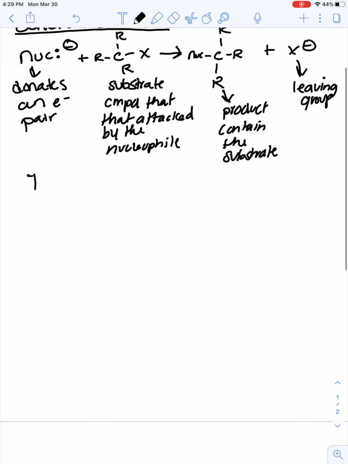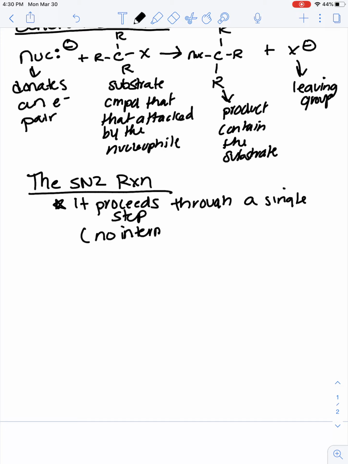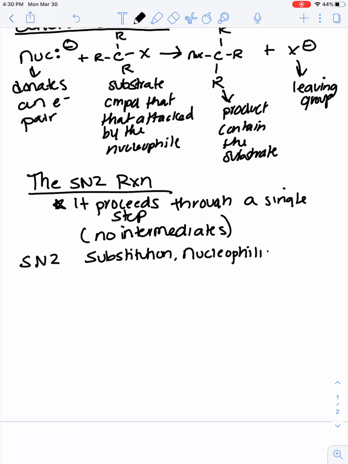So let's talk about the SN2 reaction. So the SN2 reaction, this is very important, it proceeds through a single step, meaning there are no intermediates. SN2 stands for substitution, nucleophilic, bimolecular. So we have our S, N, and then bimolecular is where the 2 is coming from.